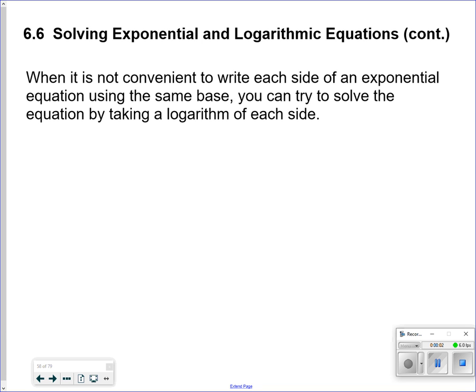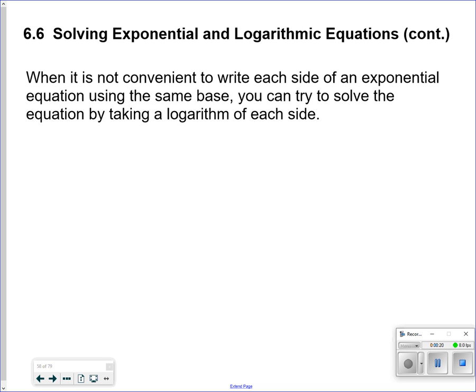All right, welcome back, Hononegah Honors Algebra 2, Section 6.6. This is day 2 on solving exponential and logarithmic equations. This is probably actually the most important day of the chapter. And so really you need a graphing calculator, or you need a calculator today.